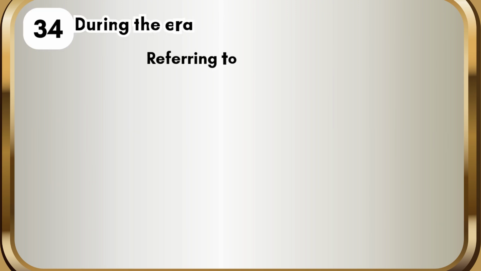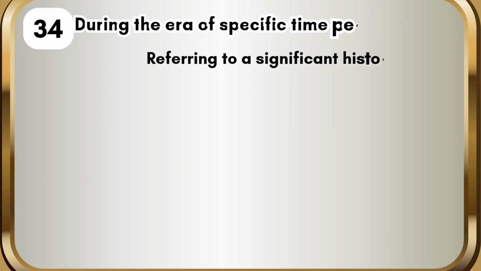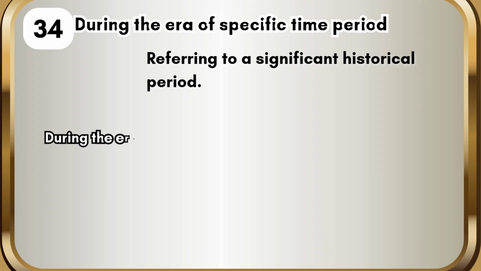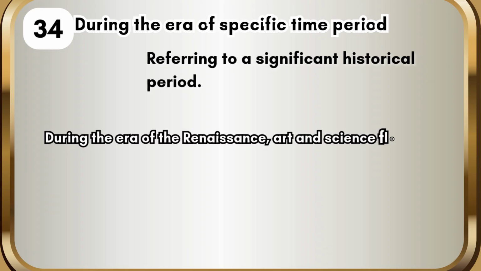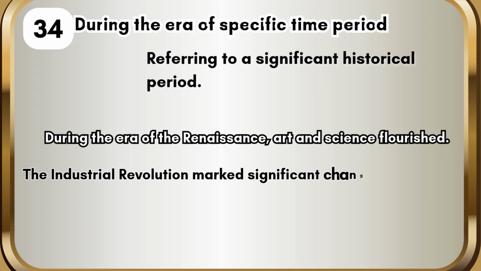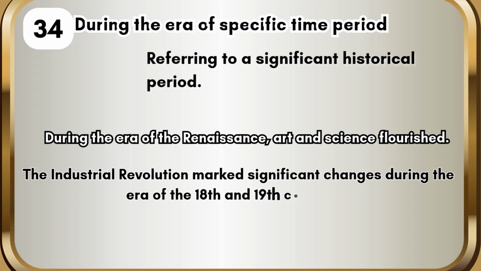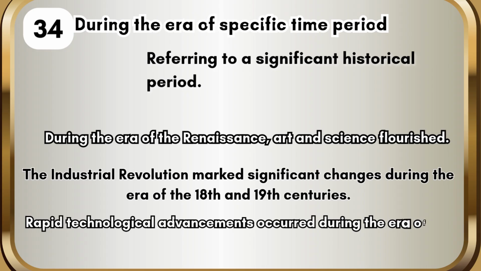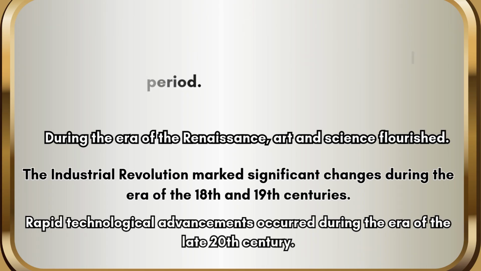During the era of specific time period. Referring to a significant historical period. During the era of the Renaissance, art and science flourished. The Industrial Revolution marked significant changes during the era of the 18th and 19th centuries. Rapid technological advancements occurred during the era of the late 20th century.